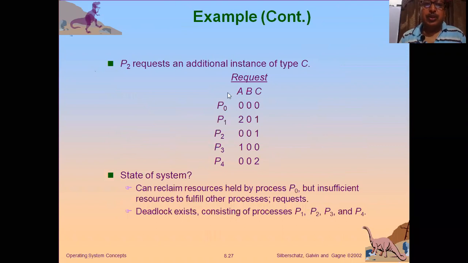Okay. So now suppose P2 requests an additional instance of type C. In that case, the request will now become like this: 000, 201, 001, 100, 002. So now I have to check whether the system is in deadlock state. I can repeat the similar process, and I will be able to find that now the system is not sufficient to fulfill the request, and there is no safe sequence which exists. So the system is now in the deadlock state. So I gave you 2 examples: one in which the system is in deadlock state, and second in which the system is not in deadlock state.